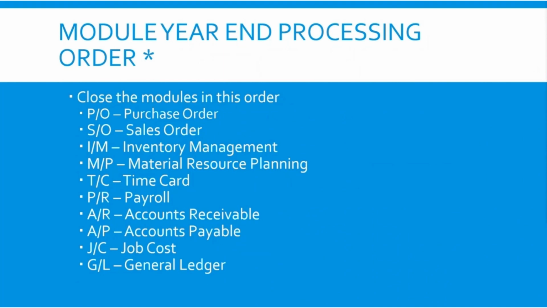A couple other points on this slide, and we talked about this on a previous slide: there's no period end or year end processing task for bill of material, work order, RMA, or bank rec. That's why you're not seeing them on this listing. But if you use those modules, you want to make sure you've processed all the transactions in those modules through whatever period you're going to close.